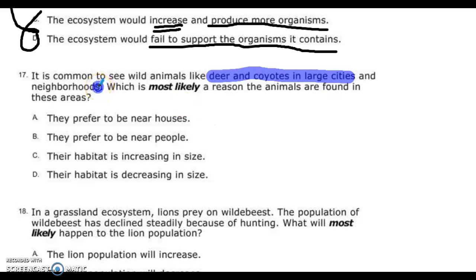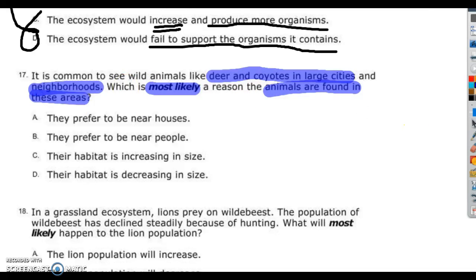And in neighborhoods. What is most likely the best reason the animals are found in these areas? Let's look at question 1. Deer and coyotes prefer to be near houses. Where would a deer and coyote most likely like to be?